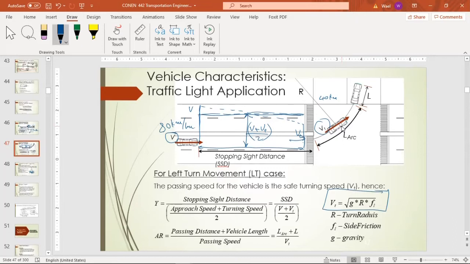For calculating the all red, it's the passing distance plus vehicle length divided by the passing speed. So it's this segment. This arc is the passing distance, plus one L. So that's L arc plus L divided by V turning. Is that clear?